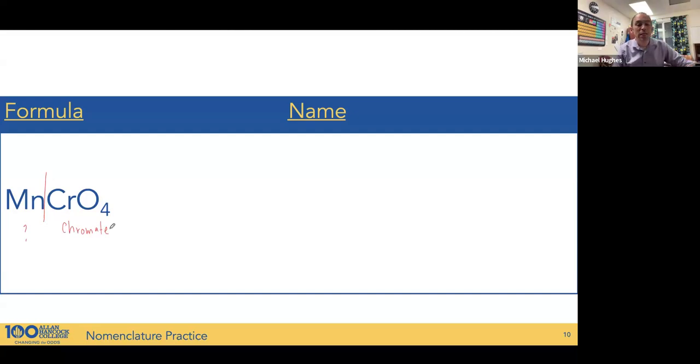So the only thing that we need to know is what's the charge on manganese. Well, if chromate is always 2 minus, then it's going to have to balance with a 2 plus charge on manganese. So manganese is going to have to be 2 plus for only one chromate to balance out the charge. So this species will be called manganese(II) chromate.